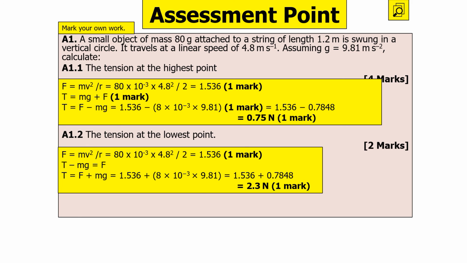Whilst at the lowest point, it's reversed. So actually now, whilst F is still the same because it's still mv squared over r, and this centripetal force is 1.536, we know that F equals T minus mg, because at the lowest point mg is acting in the opposite direction to the centre of the circle, so it's a minus value, so therefore T equals F plus mg, so you add it, so therefore it's 2.3 newtons.